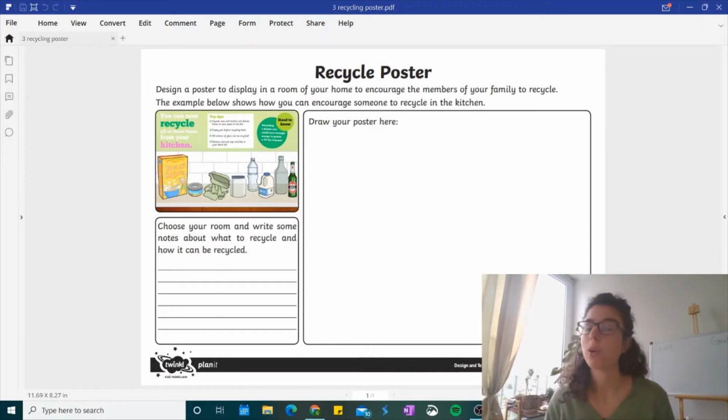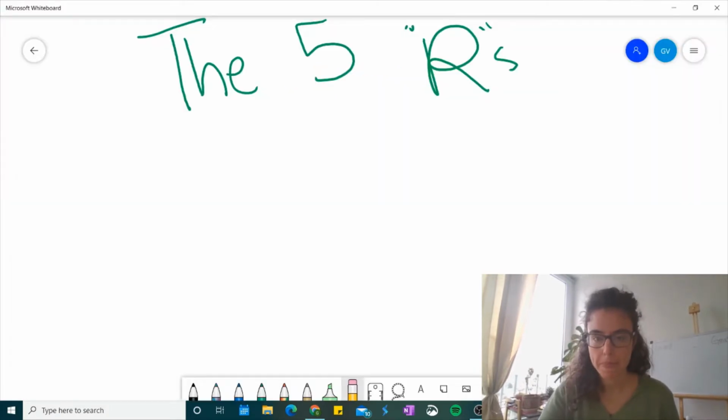First, today, I'm going to talk to you about some words that you can use on your poster and tell you about them. And then I'm going to show you an example of what my poster would look like. So, here we go. Let's talk about the 5 R's. So when we talk about recycling, we have 5 R's that we can use.